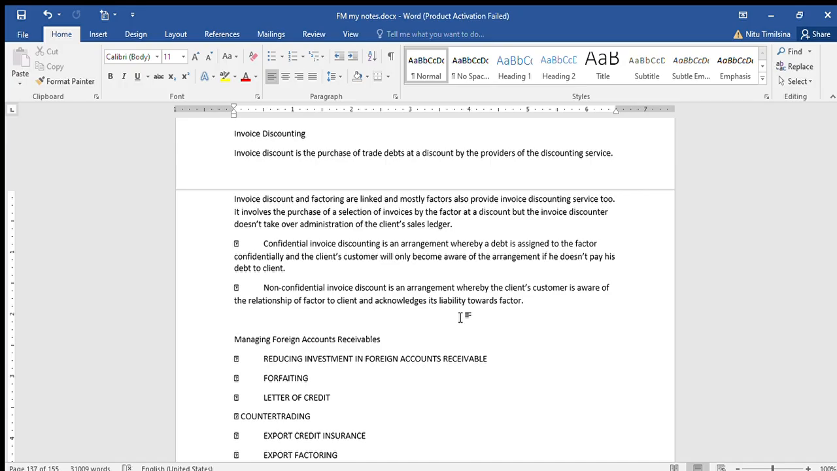Invoice discounting. Invoice discounting is the purchase of trade receivables at a discount by the provider of the discounting service. Invoice discounting and factoring are linked, and mostly factors also provide invoice discounting service too. It involves the purchase of a selection of invoices by the factors.